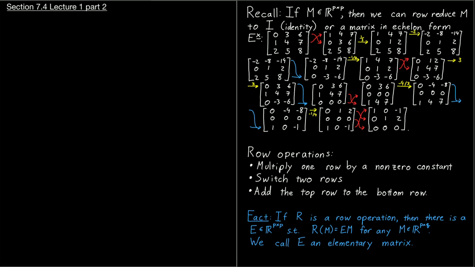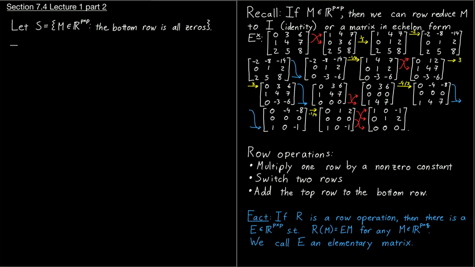Now we said we can row reduce any matrix to either the identity or something in row echelon form. I don't want to get too into the weeds with row echelon form, so let S be the set of all P by P matrices such that the bottom row is all zeros. That includes all the row reduced echelon form matrices. So either you can row reduce to the identity or you can row reduce to something in S. There are a few other matrices in S, but we're not going to worry about that too much.